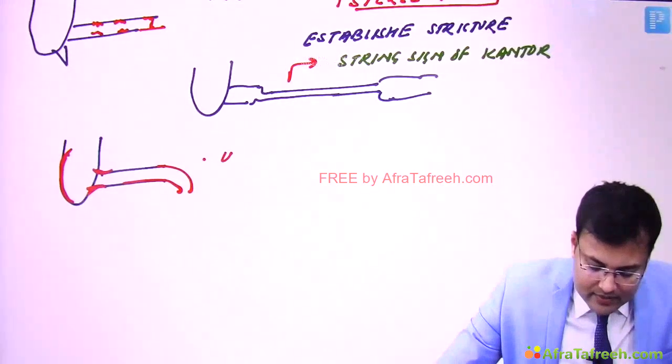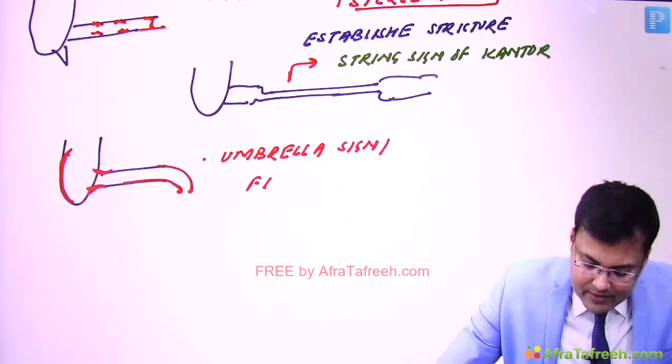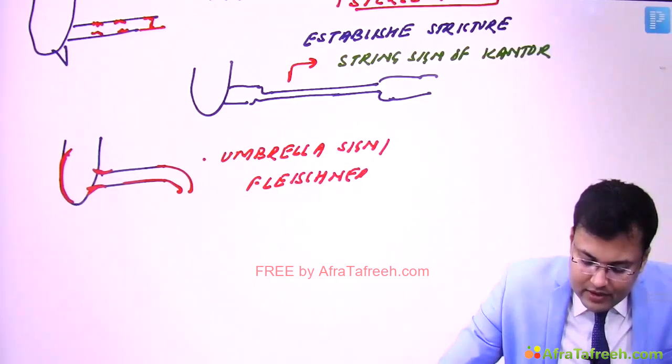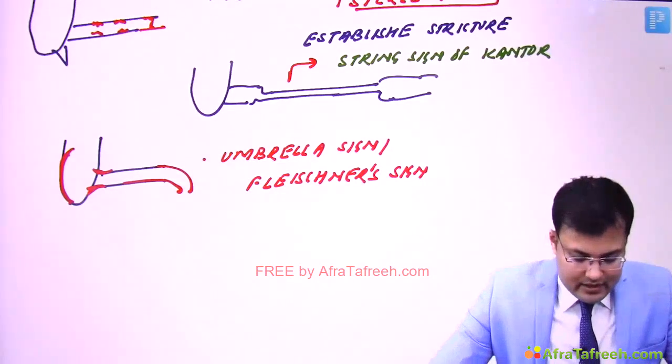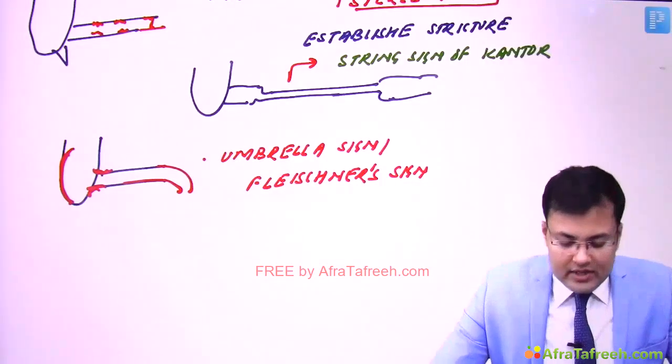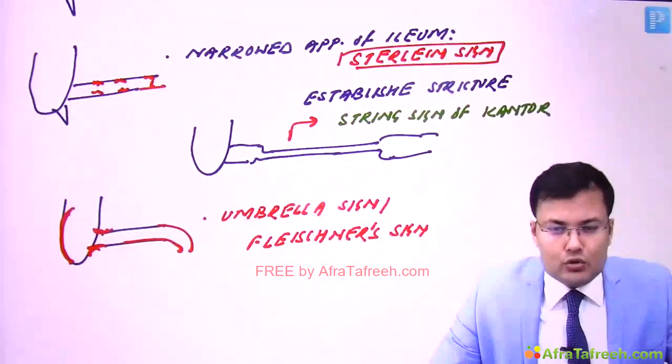So another sign. This is umbrella sign, also known as Fleischner's sign. What are the findings? There is a rigid cecum, thickened IC valve and narrowed ileum. Clear? So these are the important findings on barium meal follow through.